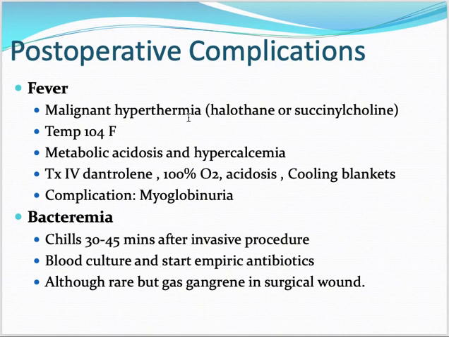So the treatment for these patients is IV dantrolene. Dantrolene is a drug which they use. They give 100% oxygen, they treat the acidosis, and they use cooling blankets to cool the patient. One complication of malignant hyperthermia is myoglobinuria. Myoglobin is released from the muscles, and it can damage the kidneys. So this can occur.